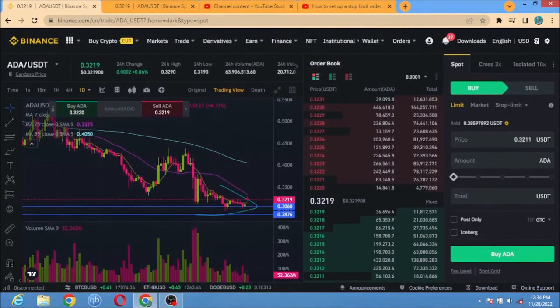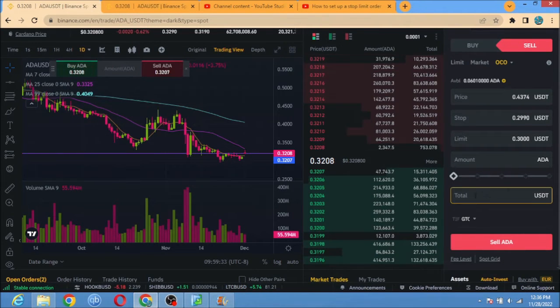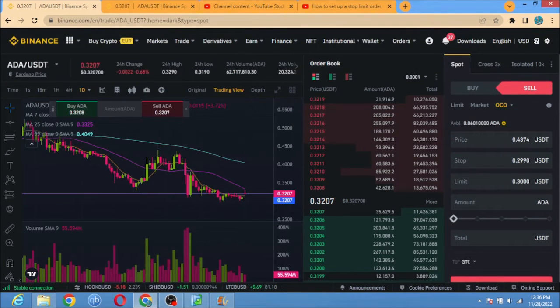So we want to understand how you can use OCO. With OCO, what you have to understand is that it makes two orders, and one cancels the other one. OCO looks like this on the sell tab. There is price, there is stop limit, there is limit order, and there is the amount. This is the percentage that you are going to use. This is the total amount that you're going to use to buy ADA, and we are going to use the pair ADA versus USDT.